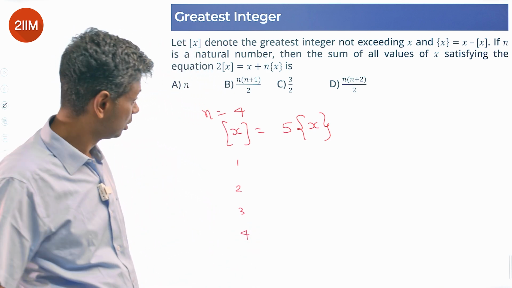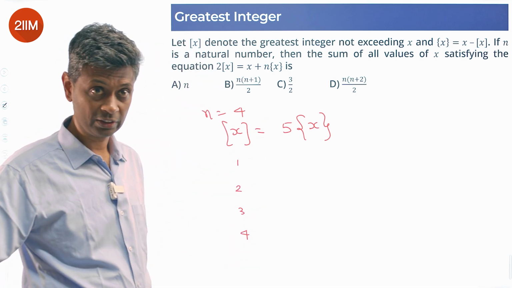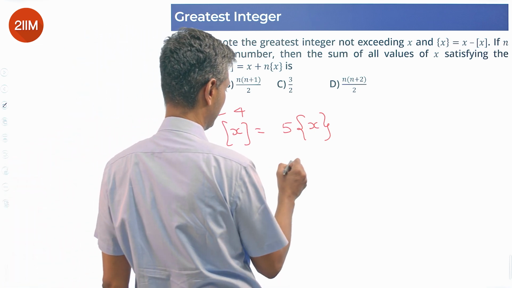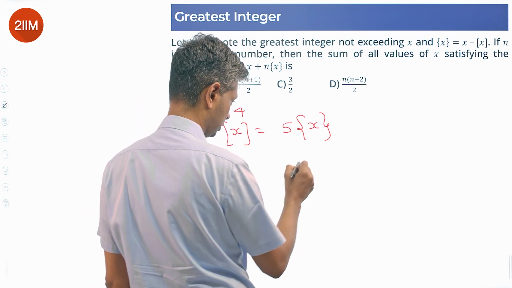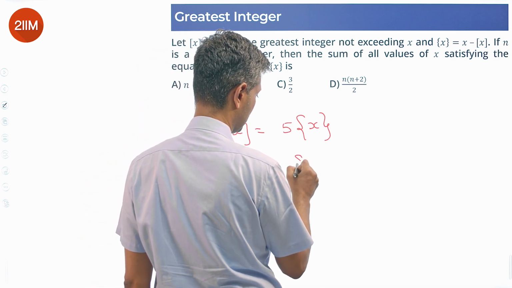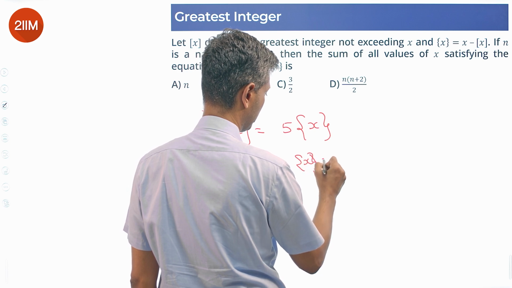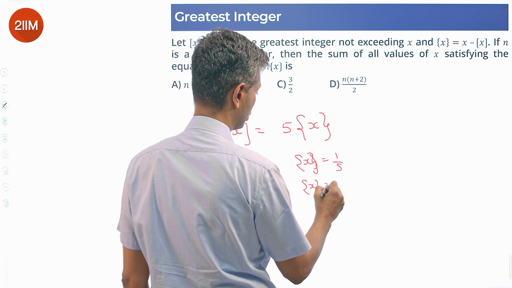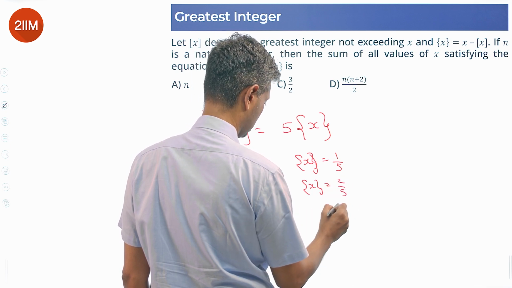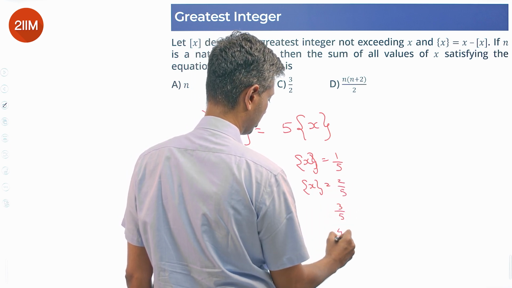Nice, brilliant. So what will be the decimal part of x? This is the greatest integer part of x. If this were 1, then 5 into the decimal part of x should be this. That means the decimal part of x should be 1 by 5. If this is 2, the decimal part of x should be 2 by 5. Then 3 by 5, 4 by 5.